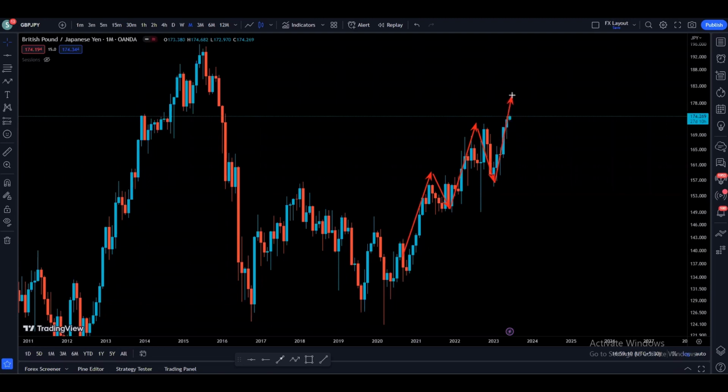And once we create a high, we'll be anticipating some kind of pullback to make a higher low and continue this bullish run on the monthly time frame. Now let's go to the weekly time frame to see.